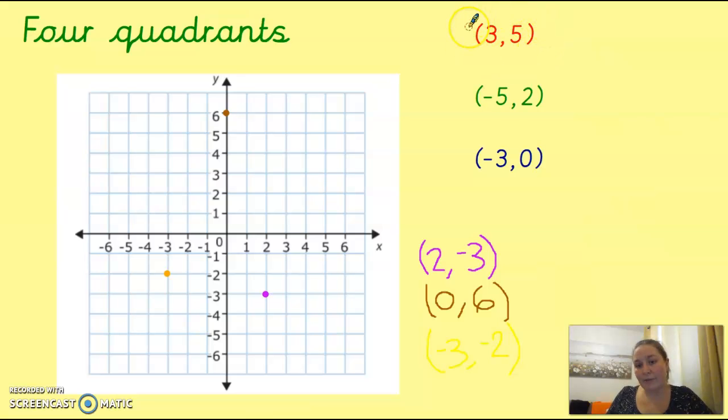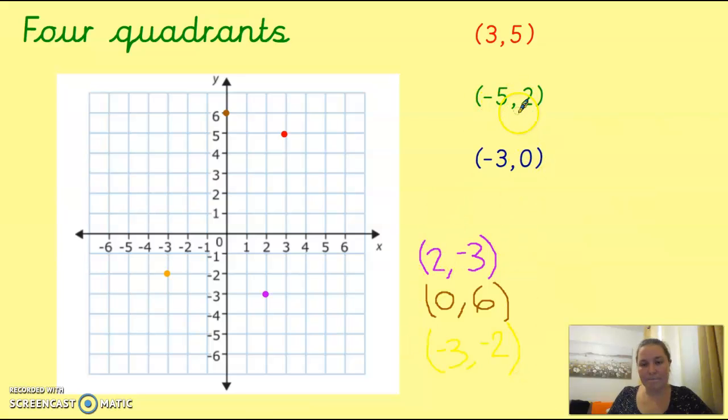So 3, 5, that's keeping it quite simple because it's not going to come out of the positive quadrant. Remember x first. 3, and then 5. Okay, 3 on the x, 5 on the y.